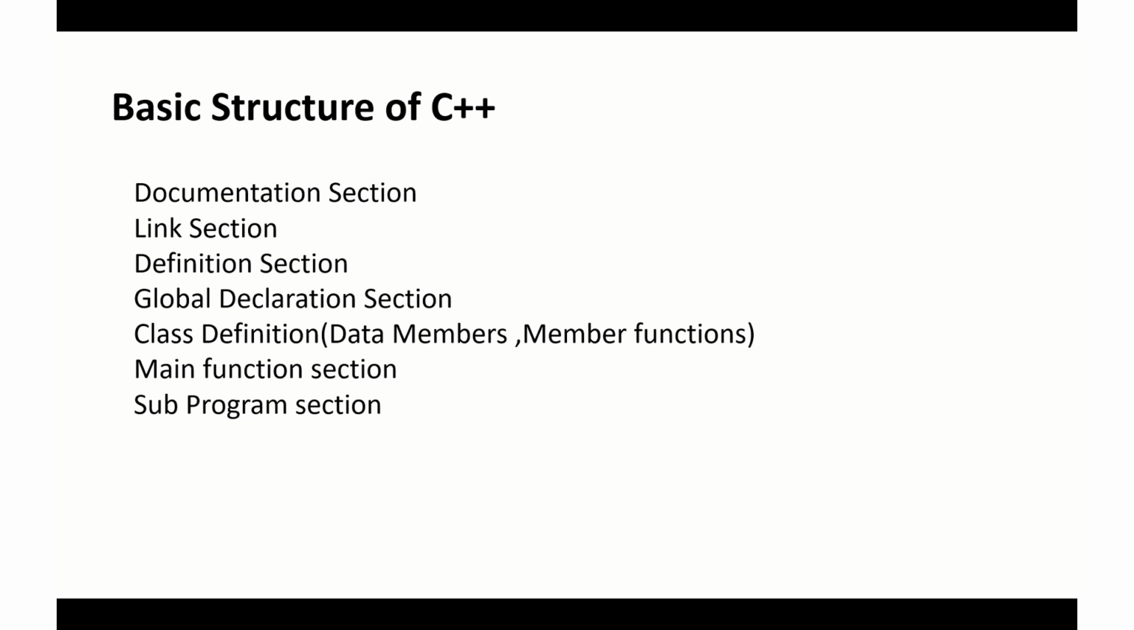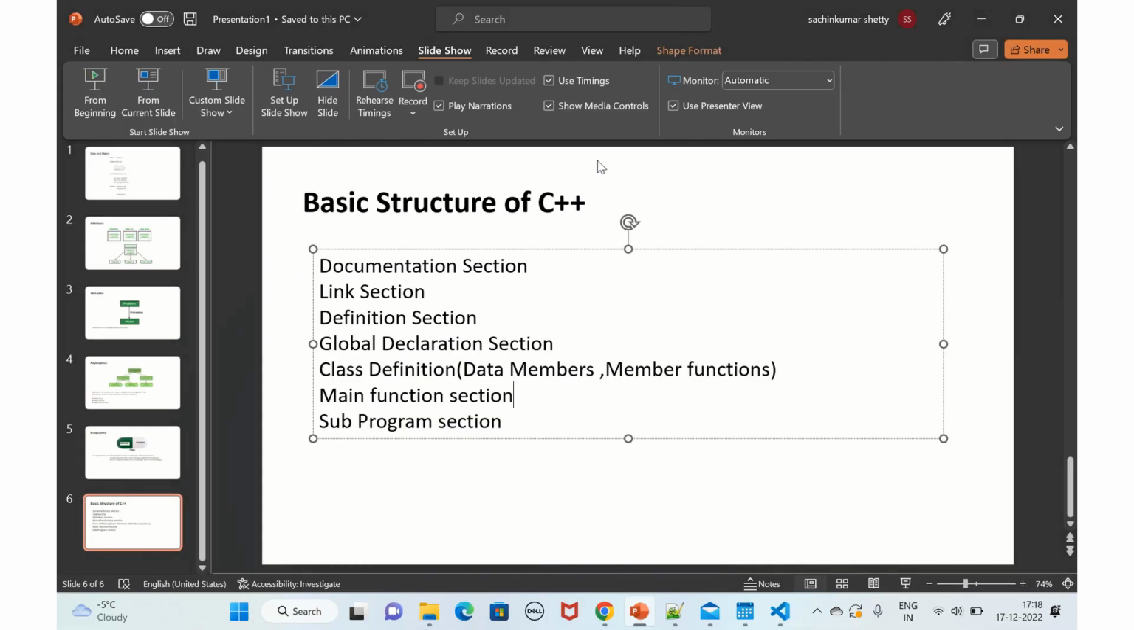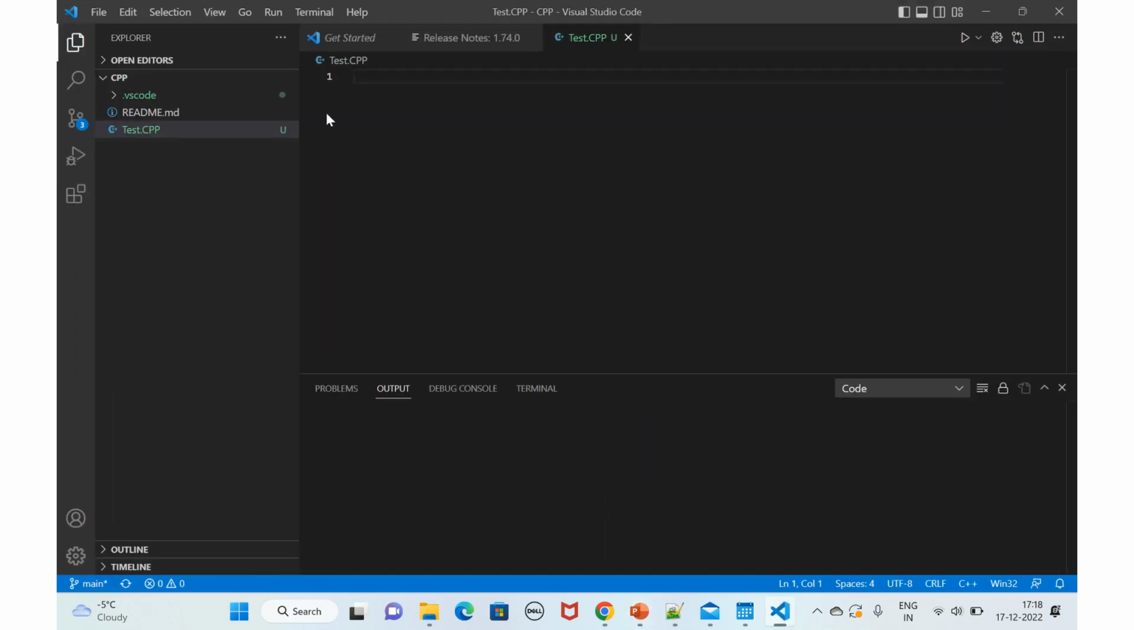So now let's write a simple code to illustrate all these sections. Let's go to Visual Studio Code and write a simple program, say for example a program to calculate the circumference of a circle.